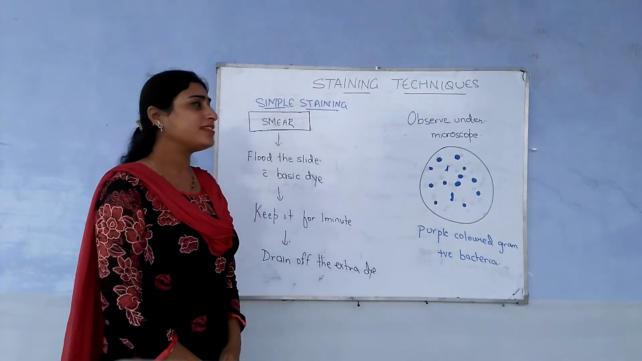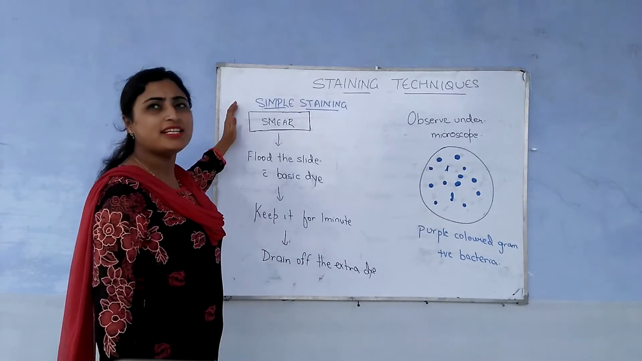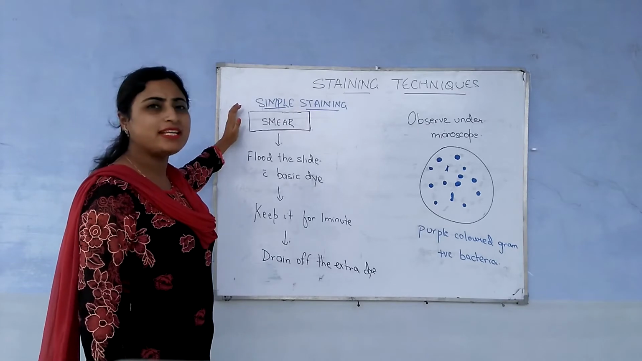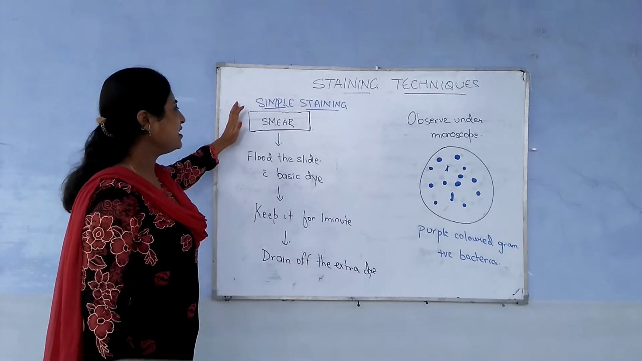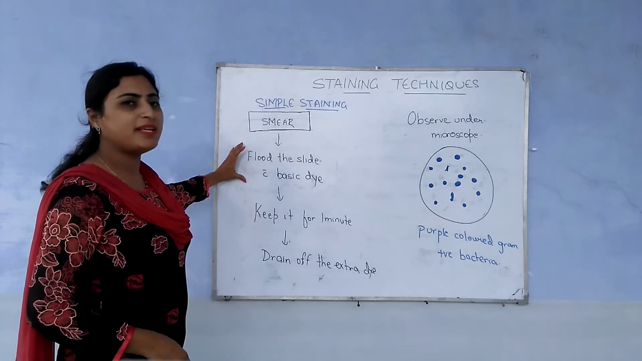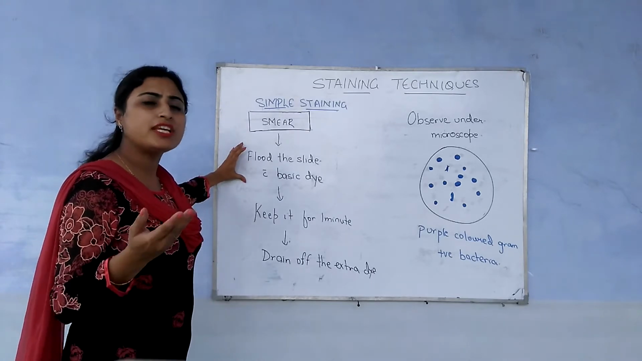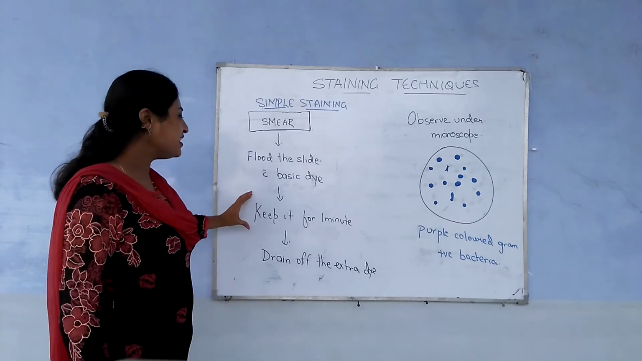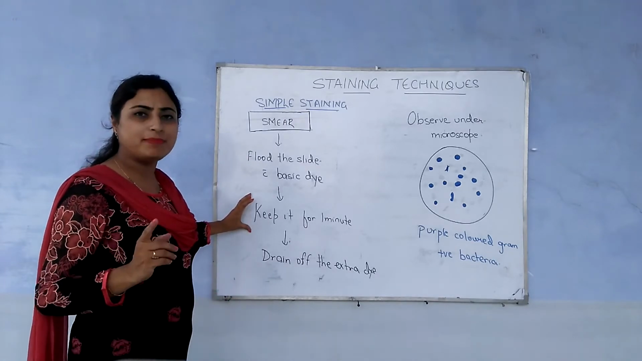First of all, we will discuss the simple staining technique. This is the procedure of the simple staining technique. For this we will first of all prepare a smear, then flood the slide with basic dye. We can use crystal violet or we can also use methylene blue. Then keep the dye over the slide for 1 minute.